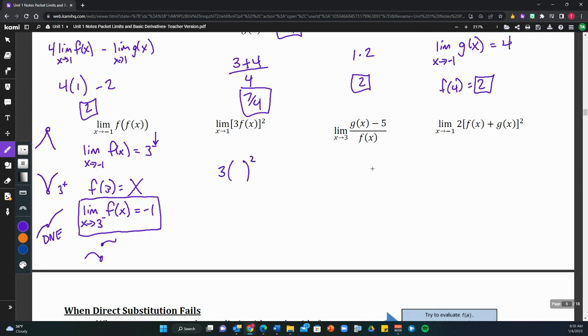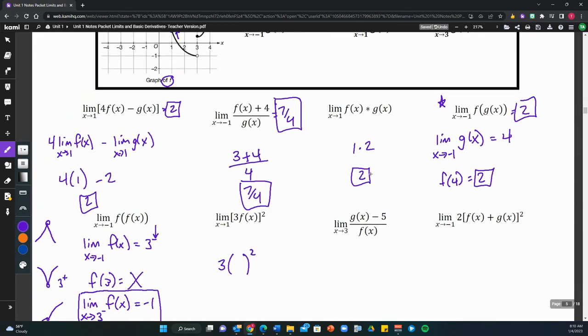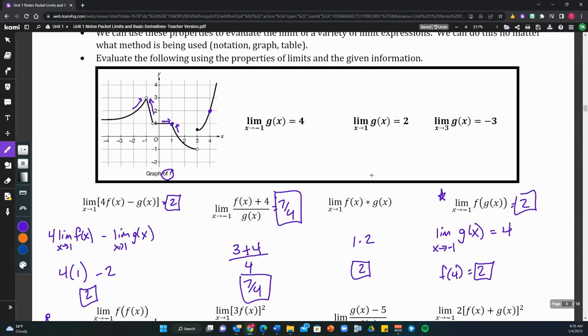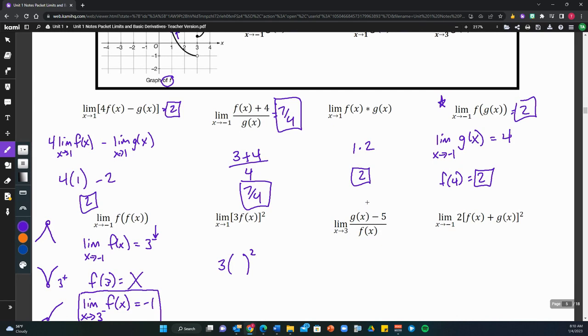All right, so for the next one, limit as x approaches 1 of the expression 3 times f of x, quantity squared. So let's first find the limit as x approaches 1 again. That was 1. So we're going to take 3 times 1. Oops, forgot my brackets. 3 times 1 is 3, and 3 squared is 9.